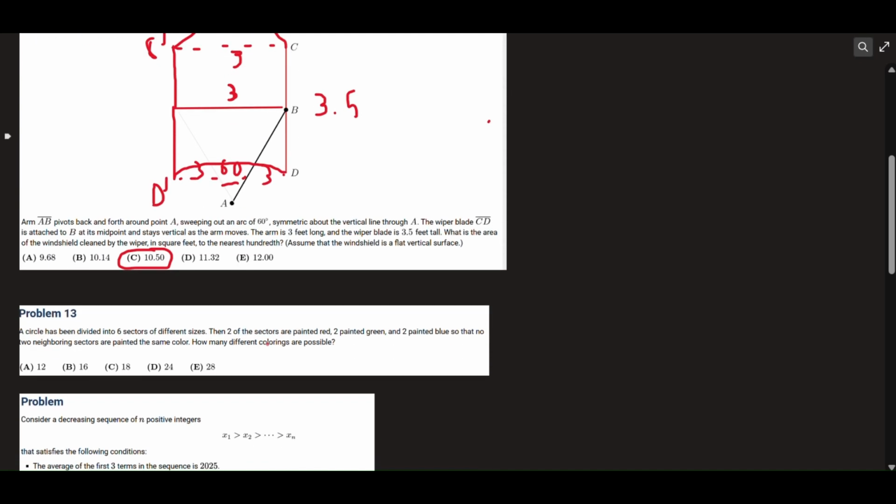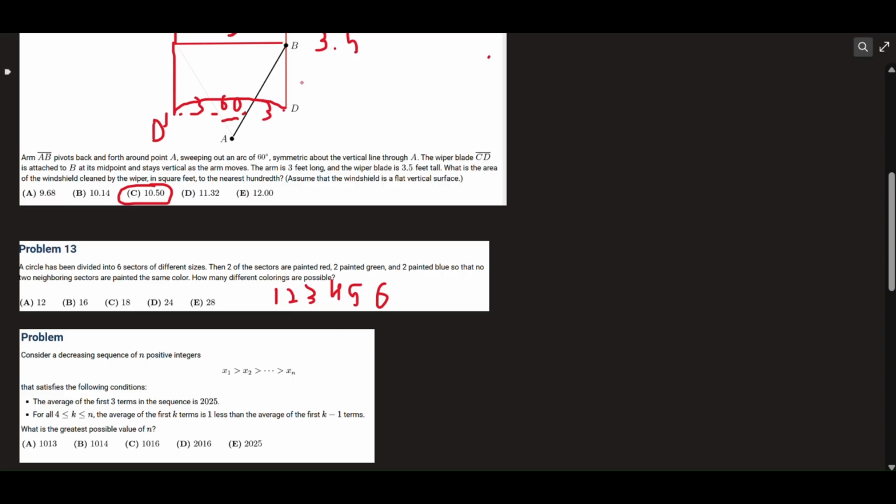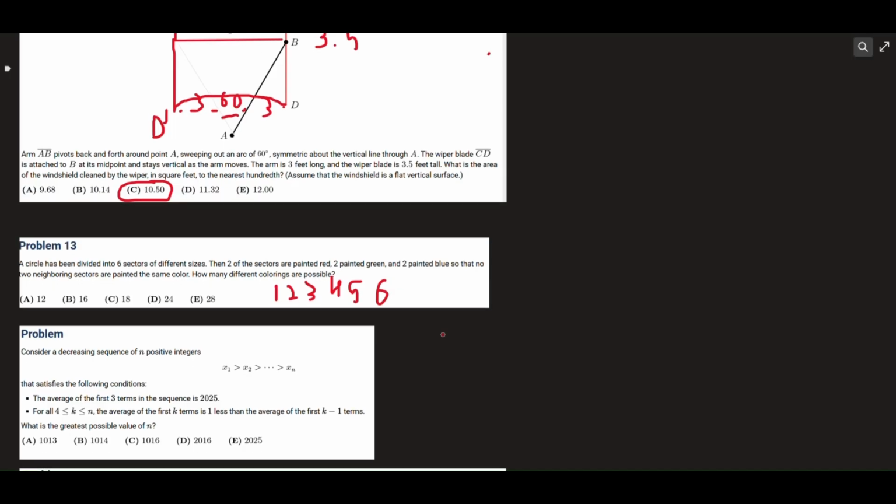Now we can move on to question 13. Since we know that it's 6 sectors of 6 different sizes, we can, without loss of generality, let the order matter. So then it'll be 1, 2, 3, 4, 5, 6, where the first is the largest sector and the last is the smallest sector. So what we do first here is we want to see how many different ways we can assign different colors, making sure that these conditions are satisfied.